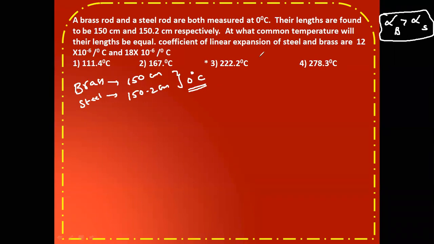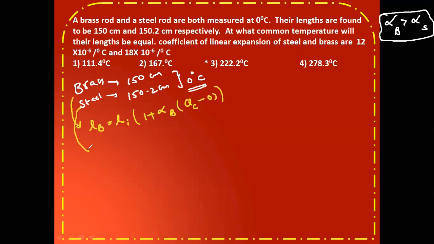At what common temperature will their lengths be equal? So they ask you to find out at what temperature their lengths will be equal. The coefficients of linear expansion of the steel and the brass are given. Okay, right. So now let us assume the length of the brass rod is LB. What is the formula for LB? L initial into 1 plus alpha of brass into delta theta. Delta theta means the common temperature, which I don't know, minus 0.